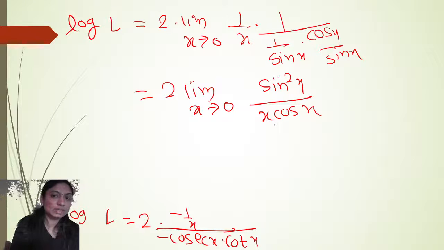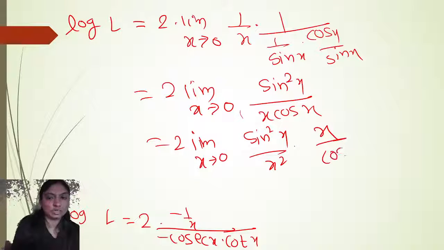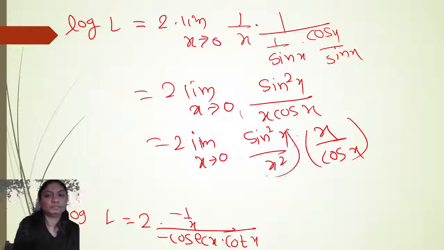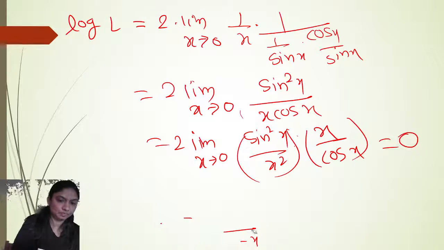Right? So sin x upon x, here you will get sin square x. So we will adjust x, multiplying and dividing by x square. So you will get limit as x tends to 0, sin square x upon x square into x upon cos x. Right? The limit as x tends to 0, this becomes 1. And limit as x tends to 0, this is 0. So you will get log L is equal to 0.